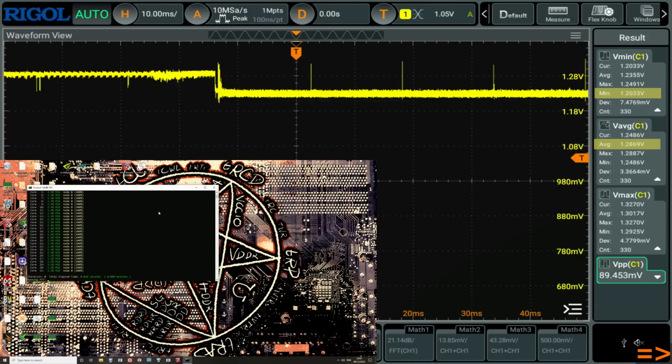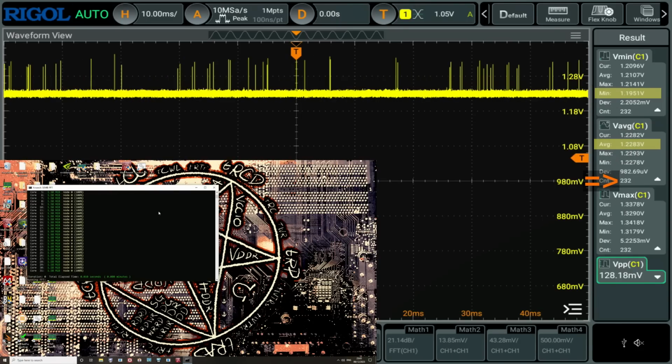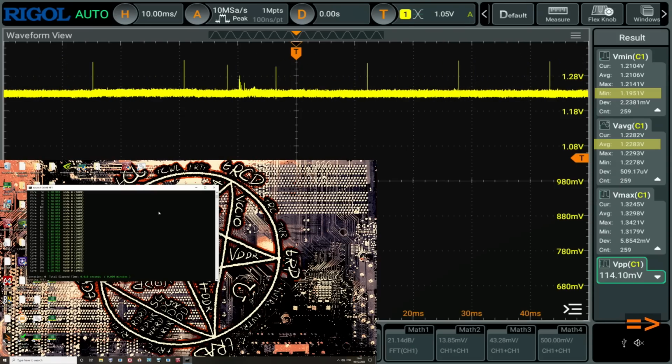But once we run Y-Cruncher, I'm just going to reset the statistics. Our average voltage is around 1.228 volts, right? Which is very close to what we were getting at mode 5, which was 1.226. And our minimum voltage, if I don't move the mouse, is now 1.195, which is very close to that 1.228. That's within 30, 40 millivolts, which is a very good result. Now, what happens if I move the mouse?